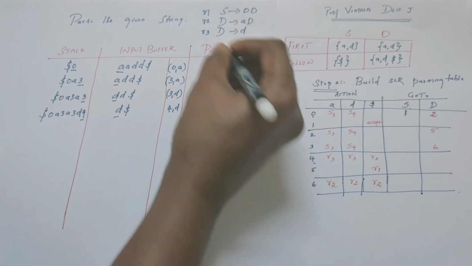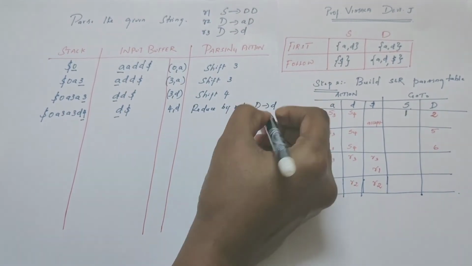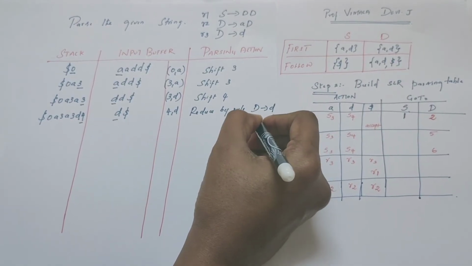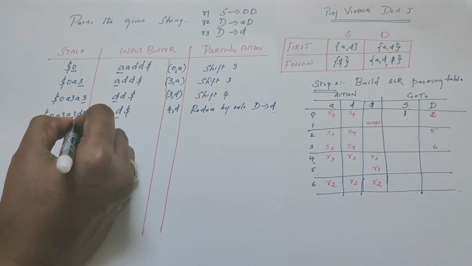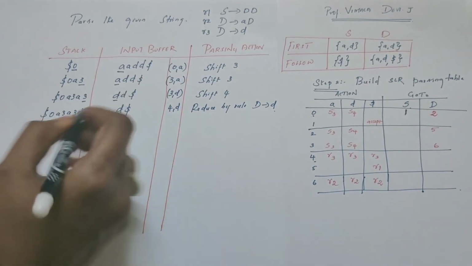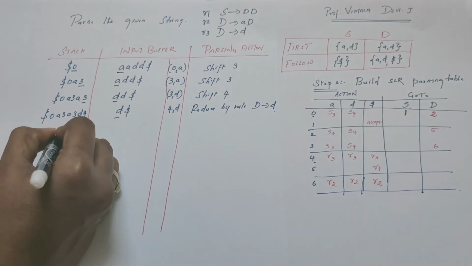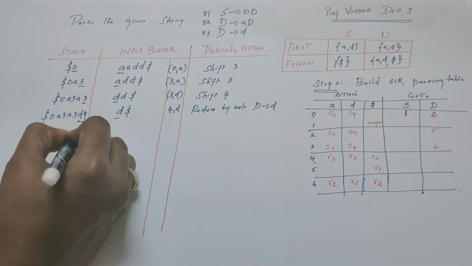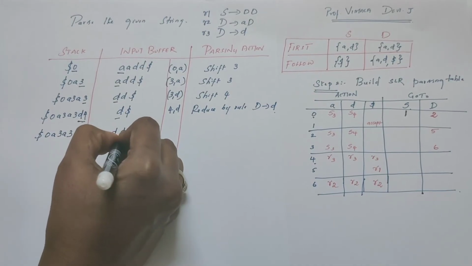So what is rule number 3 here? It is D derives D. Let me write the rule here. D derives D. It means whenever you see D at the top of the stack, that must be replaced by D. So in the stack, we are seeing D here. After D, whatever is there, everything is to be popped from the stack. So $0A3A3. This D must be replaced by D now. The remaining input content is $.